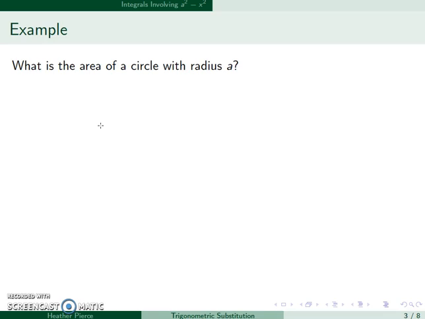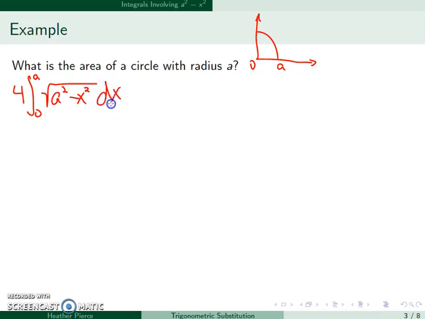So for example, I want to find the area of a circle with radius a. We're going to do this using calculus. I'm only going to consider a fourth of the circle, particularly between 0 and a. Since this is a quarter of the circle, I'm going to have to multiply by 4, going between 0 and a. And the formula for the circle will be the square root of a squared minus x squared dx.